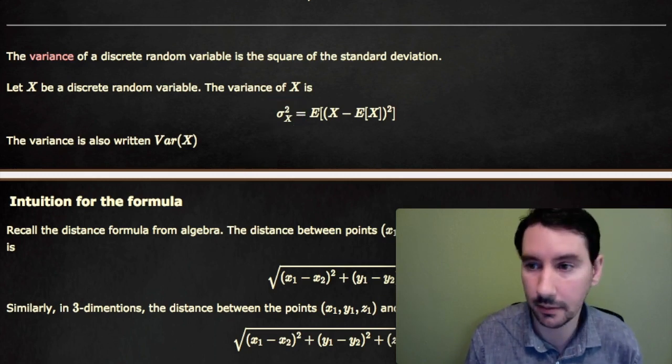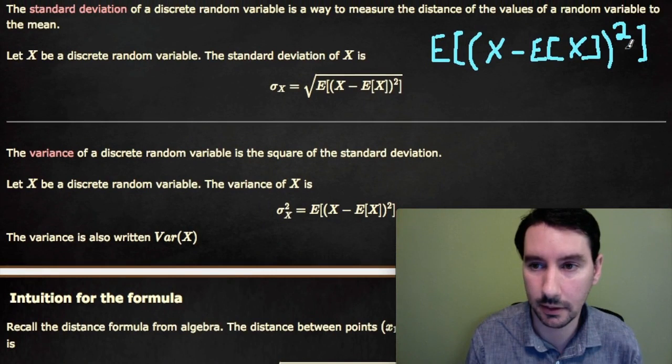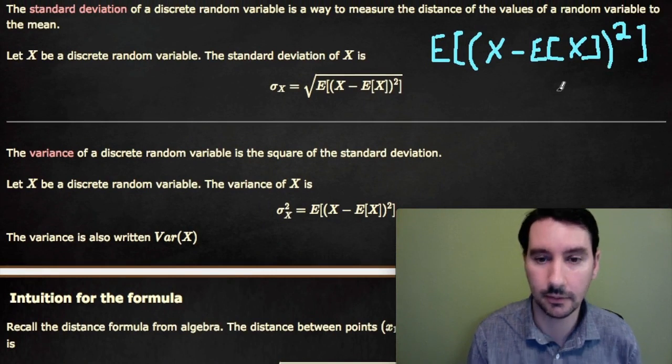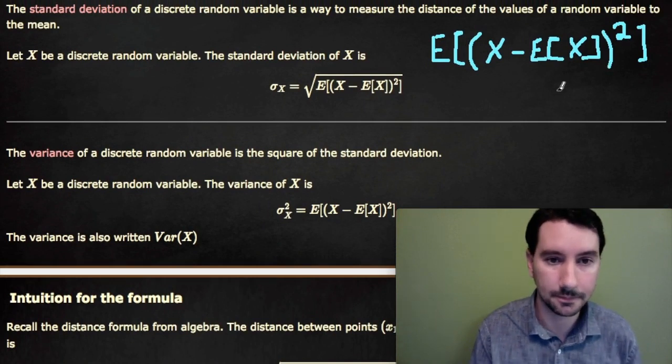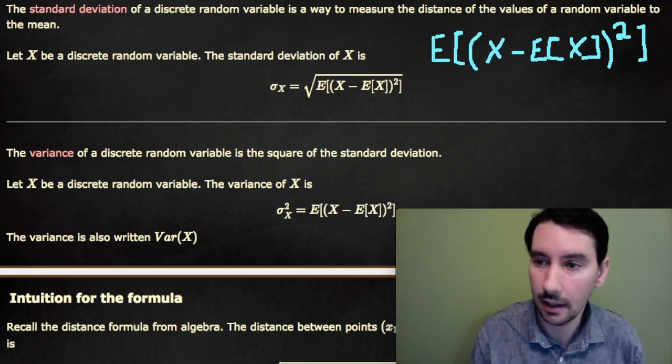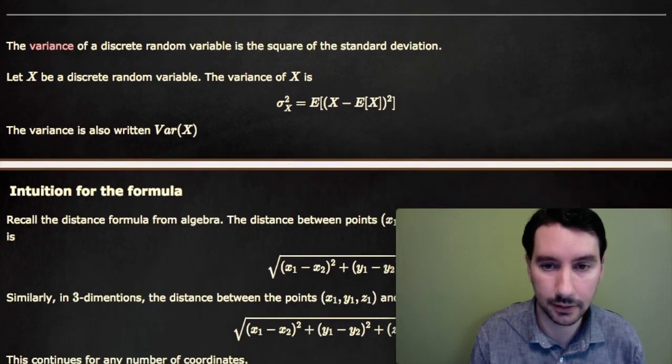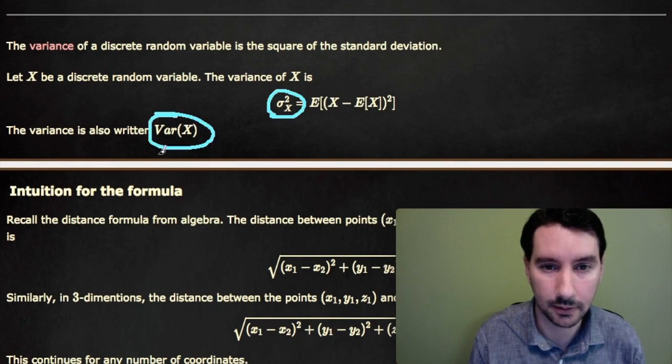It's always a positive number because we're always squaring the number on the inside. So we're taking the expected value of a positive, which is positive. And the variance we'll see written as sigma squared sometimes, and sometimes we'll see it written as variance of X.